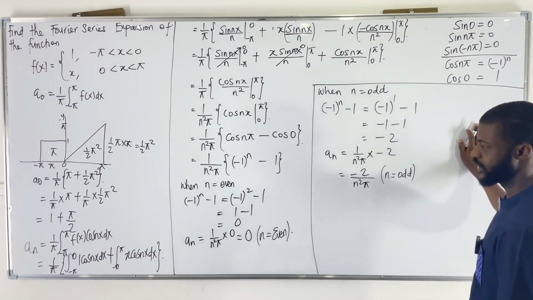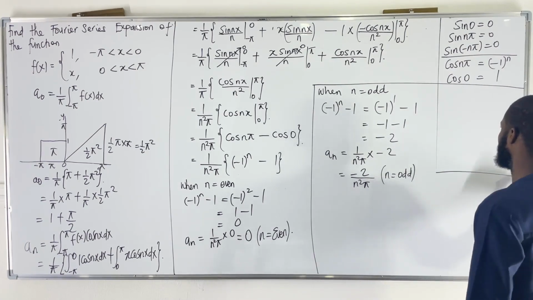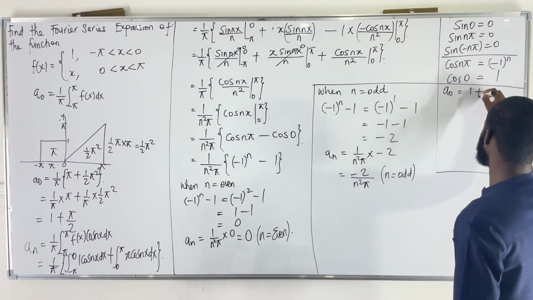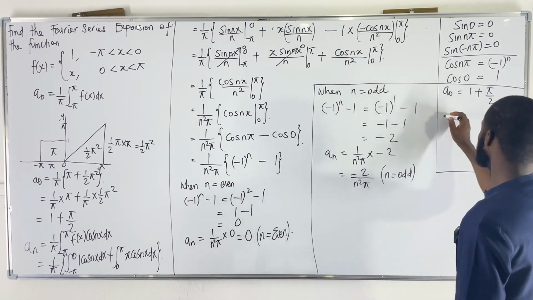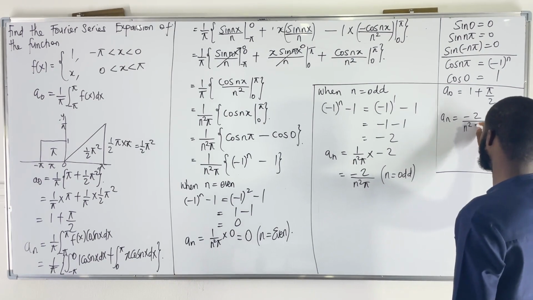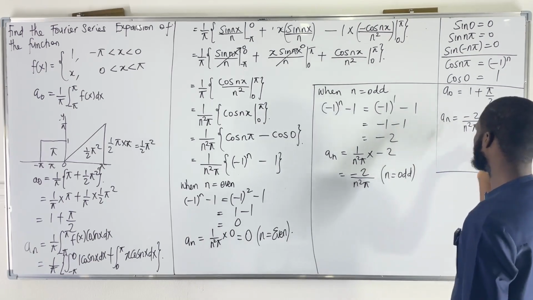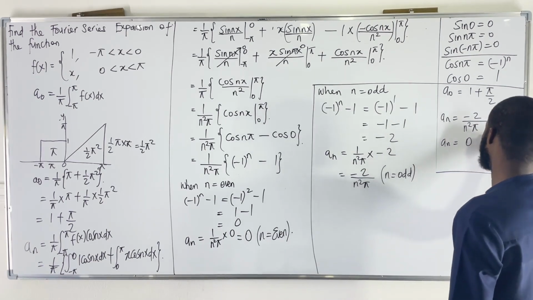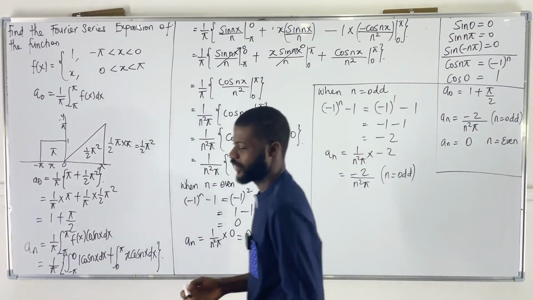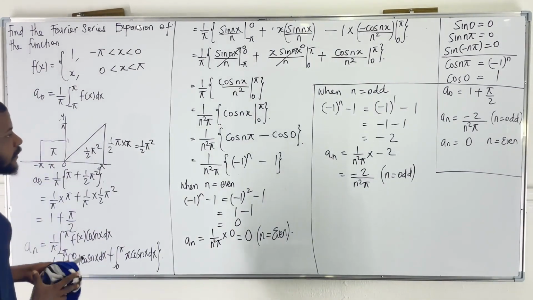Let me keep this information somewhere here. So first of all, a naught is 1 plus pi over 2. A sub n is minus 2 divided by n squared pi when n is odd, or you could say it's equal to 0 when n is even. This is not really relevant, you just have to keep this at the back of your mind. The 0 part is not really relevant. Now let's find b sub n.